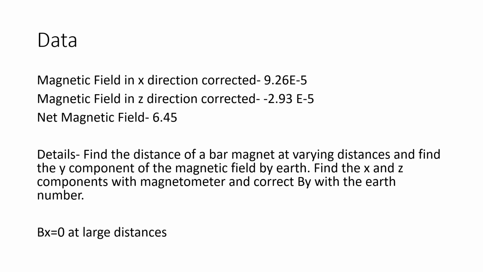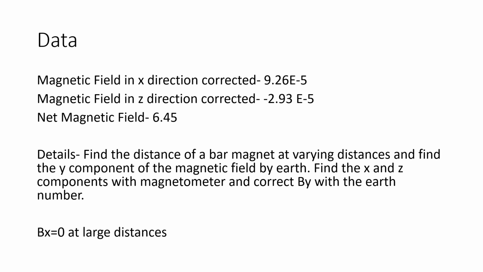The data is the magnetic field in the x direction that is corrected is 9.26e-5, and in the z direction it's negative 2.93e-5, and the net magnetic field is just those added together, which is 6.45e-5.